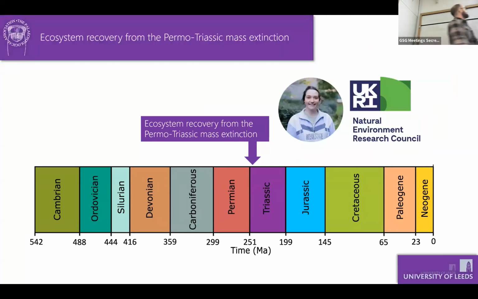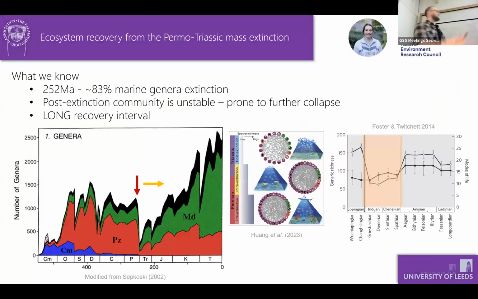So first of all, let's look at the Permo-Triassic. So this is Annabelle. Annabelle started a PhD in my lab group in October. But before then, she was employed as a research assistant on a Natural Environment Research Council grant, looking at ecosystem recovery from this massive Permo-Triassic mass extinction. So what do we know about the Permo-Triassic mass extinction? It's probably the most intensely studied extinction event.